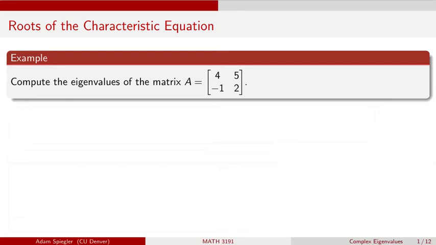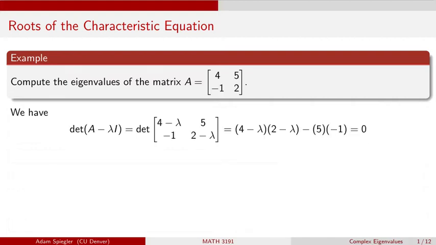Okay, welcome everyone. So let's continue our work with characteristic equations, finding eigenvalues and eigenvectors. To get things going, let's consider a 2 by 2 matrix A where the first column is 4, minus 1, and the second column is 5, 2. We would like to find the eigenvalues of this matrix. So let's just recall how that process goes.